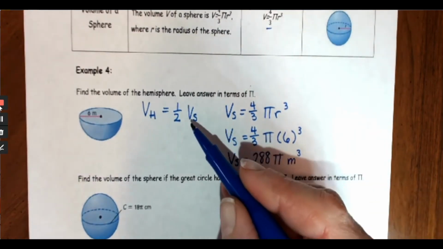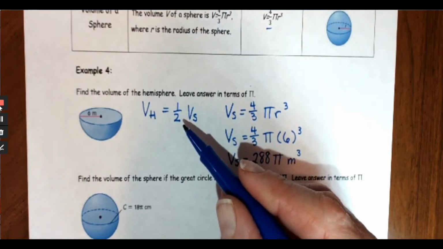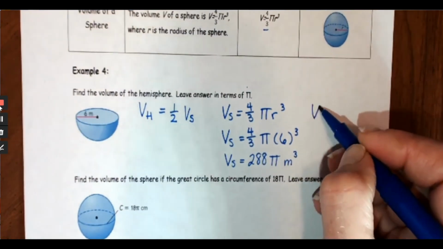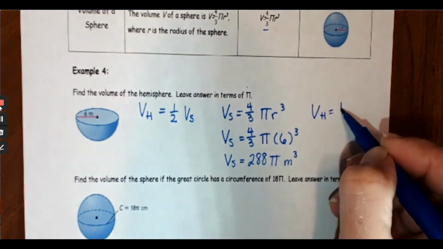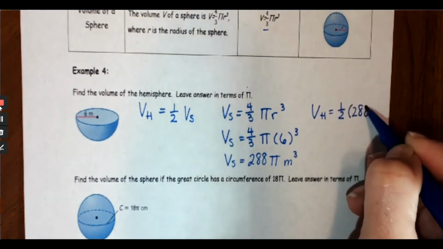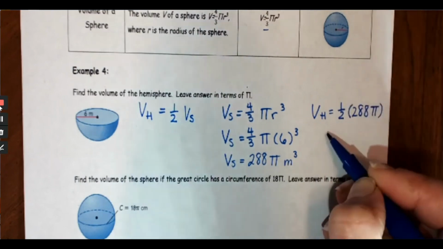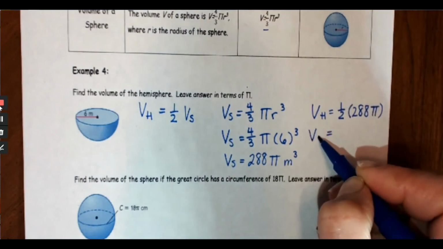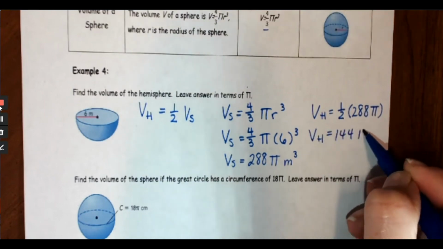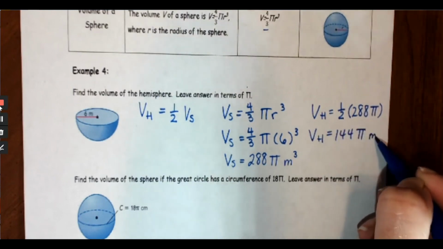Now, we're going to go back over here, and we know that the volume of our hemisphere has to be half of that. So the volume of our hemisphere is 1/2 the volume of our sphere, 288 pi. And when we take half of that, our volume is 144 pi meters cubed.